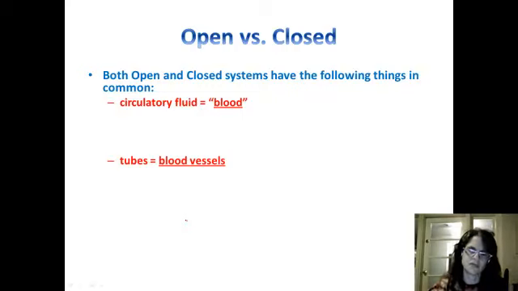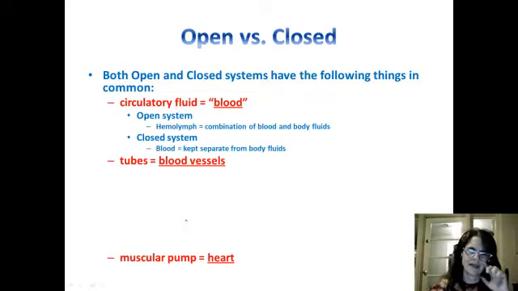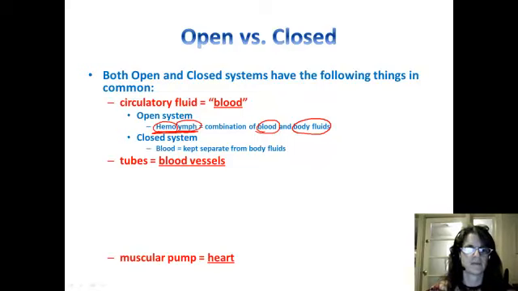Some type of tubes that carry blood around the body, and they have some kind of muscular pump or a heart. Okay, those are all in common. Now, how they differ is in the type of blood. For example, in an open system, the blood is really a mixture of true blood and the body fluids that are out amongst the tissues. It's a mix. These are not separated. These are together in an open circulatory system, and that combination fluid is called hemolymph. Hemo for the blood, lymph for the body fluid.